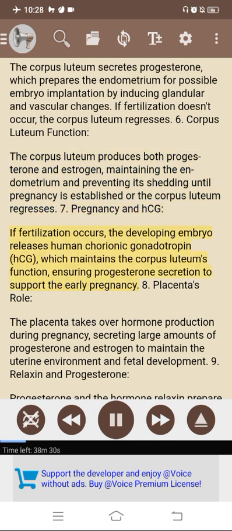7. Pregnancy and HCG. If fertilization occurs, the developing embryo releases human chorionic gonadotropin (HCG), which maintains the corpus luteum's function, ensuring progesterone secretion to support the early pregnancy. 8. Placenta's role. The placenta takes over hormone production during pregnancy, secreting large amounts of progesterone and estrogen to maintain the uterine environment and fetal development.